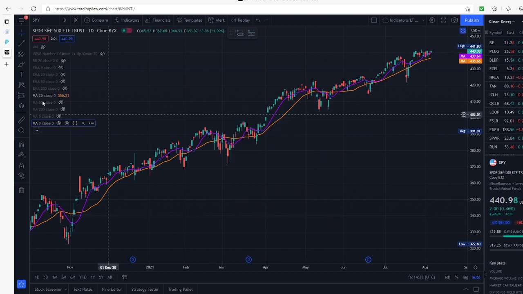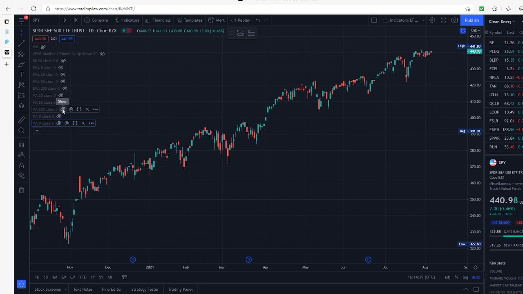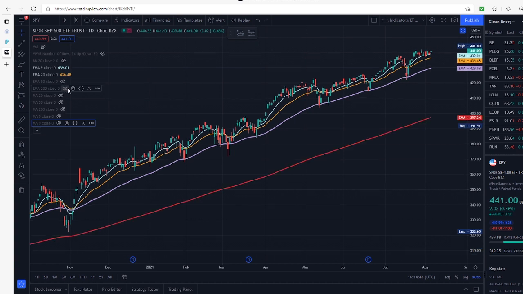So you can see on the left side here, I have the 9, 20, 50, 200, all for the SMA, and then I also have all the EMAs as well, the 9, 20, 50, and 200 for the EMAs.